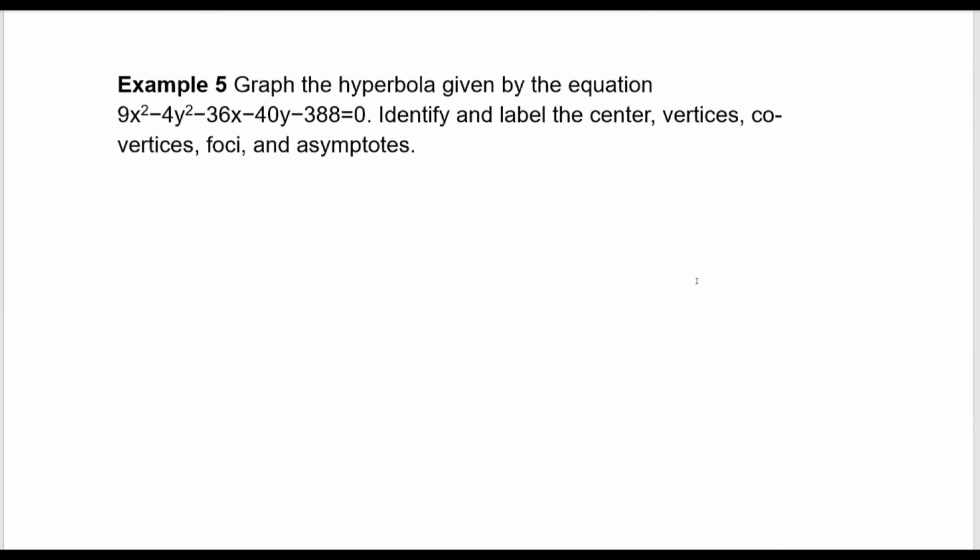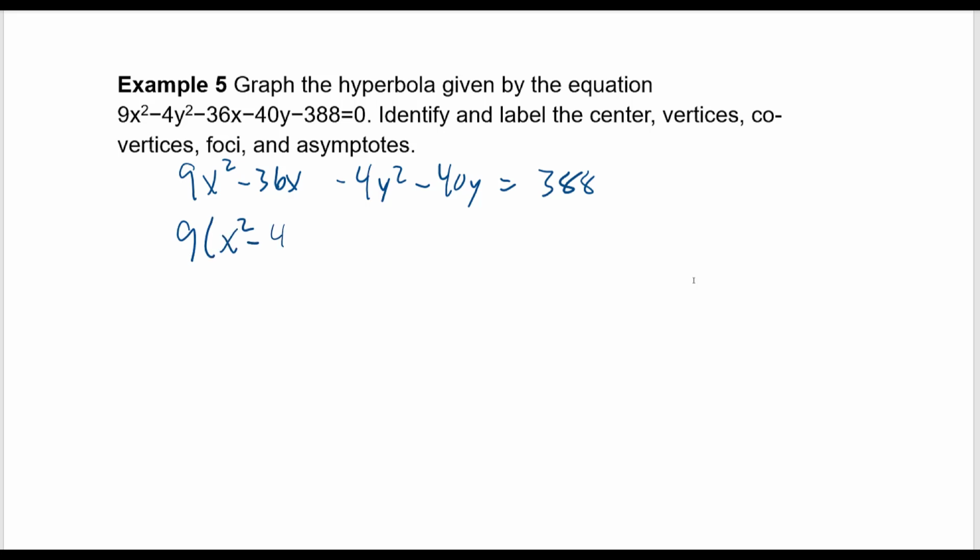Okay, so let's see, we have 9x squared minus 4y squared minus 36x minus 40y minus 388 equals 0. I'm going to do some algebra first. So 9x squared minus 36x, and then we have minus 4y squared minus 40y equals 388. I'm going to move that over. Now I'm going to factor 9 out here and have x squared minus 4x plus some blank.